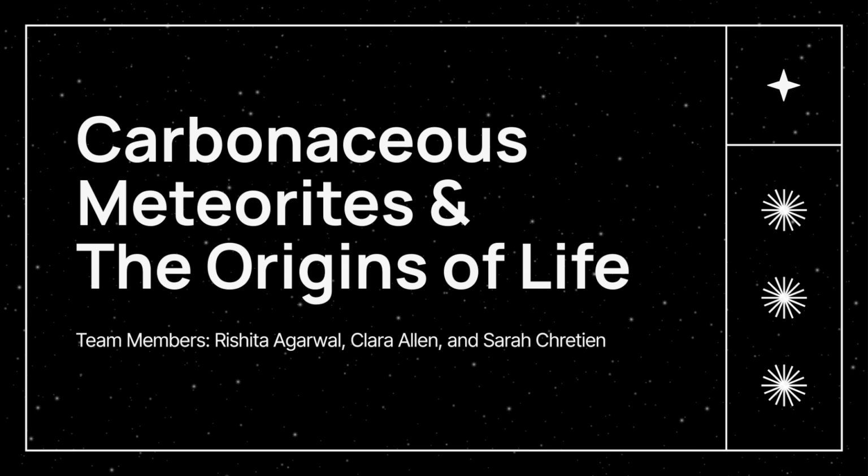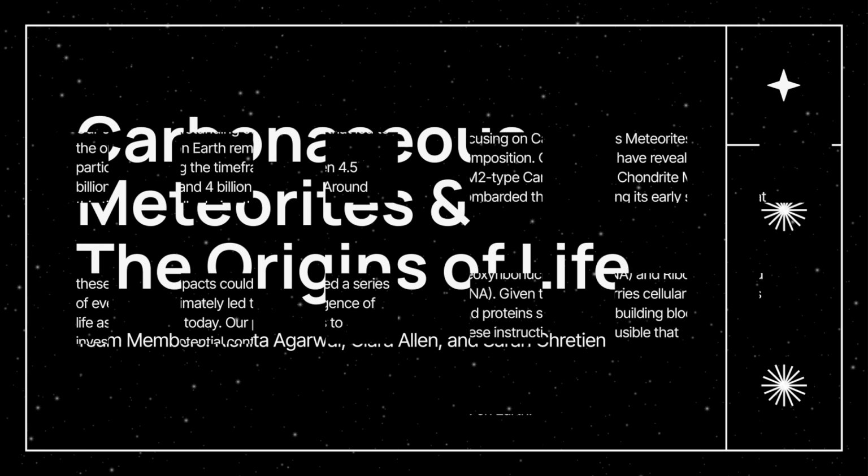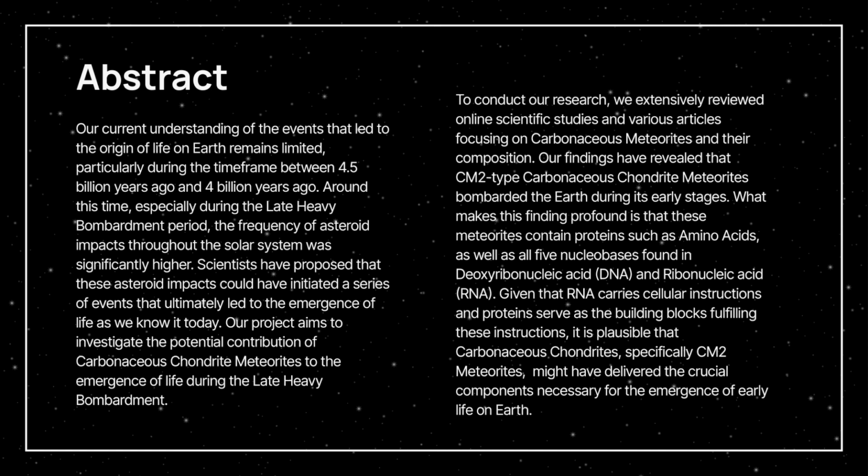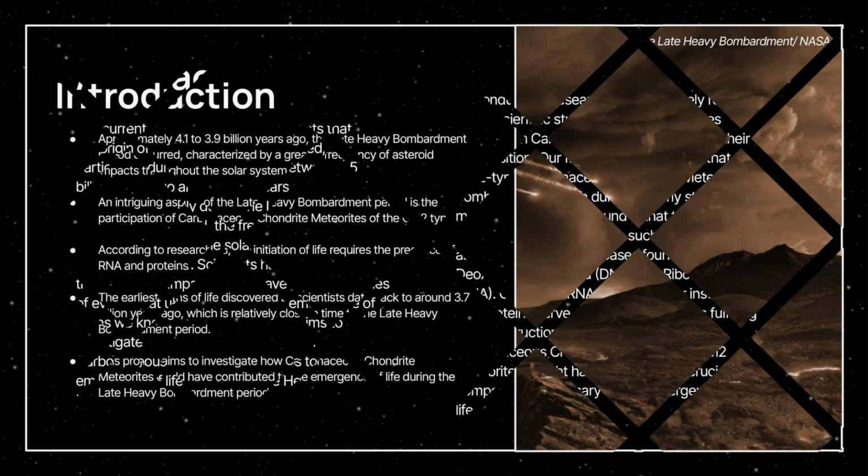Today I, Rishita Agarwal, alongside my teammates Clara and Sarah Chretien, will be exploring carbonaceous meteorites and their role in the origins of life. Our current understanding of the events that led to the origins of life on Earth remains limited, especially during the time frame between 4.5 and 4 billion years ago. So, in an attempt to shed light on how life might have emerged during this period, we extensively reviewed numerous online scientific studies and articles with a focus on carbonaceous meteorites and their composition.